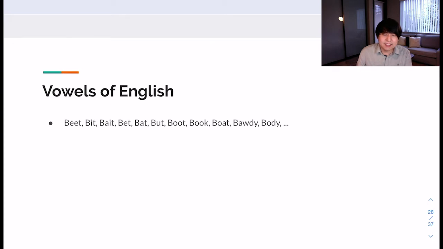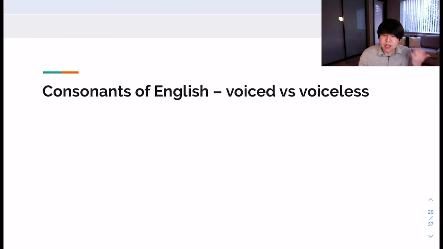Like E in beat, E in bit, A in bait, A in bat, A in butt, U in boot, U in book, O in boat, A in body. So these are vowels. This is not an exhaustive list. There are a few more vowels like oi in boy, or I in buy, or in abbot. So there are a few more. We're going to talk about vowels, I think, in the next week.